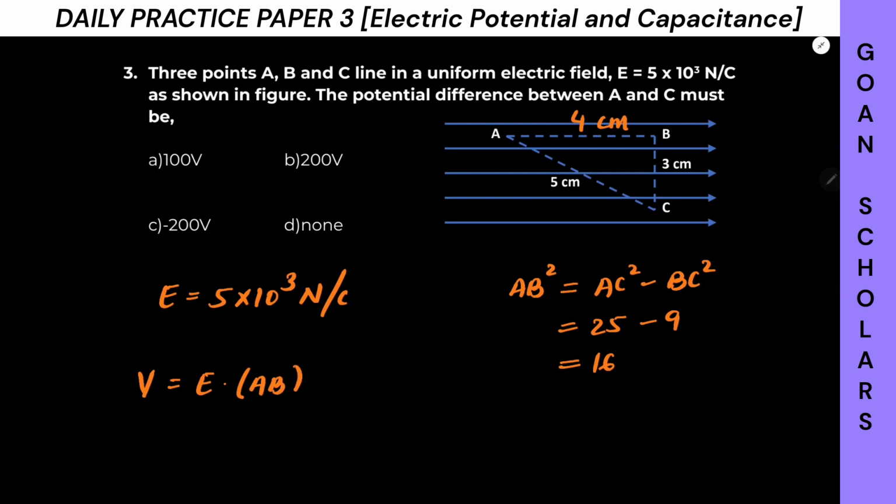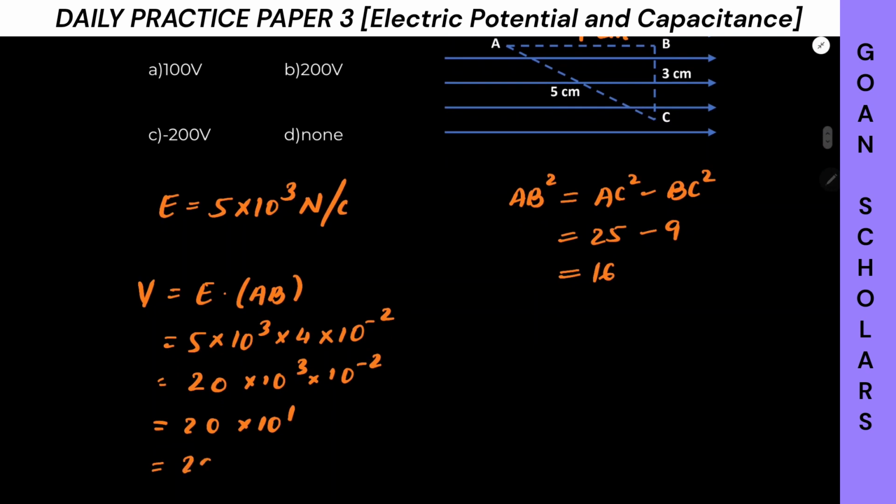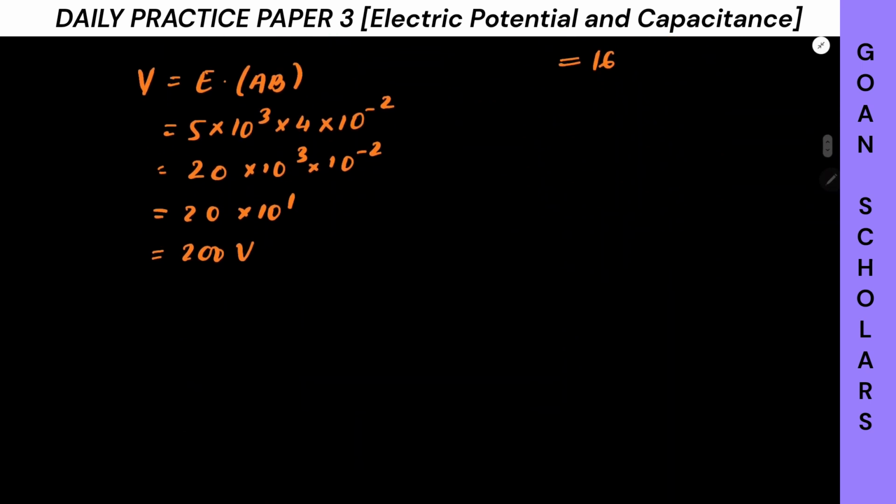So what is our electric field? 5 into 10 to the power 3, and AB is 4 centimeter. So that will be equal to 200 into 10 to the power 3. Here centimeter is there, so I have not used 10 to the power minus 2. So I have to use 10 to the power minus 2, and 5 4s are 20, not 200. That's a small mistake here. So 20, and this will give us 20 into 10 to the power 1, so that is 200 volts. That is the potential difference. So the correct answer is option B for question number 3.